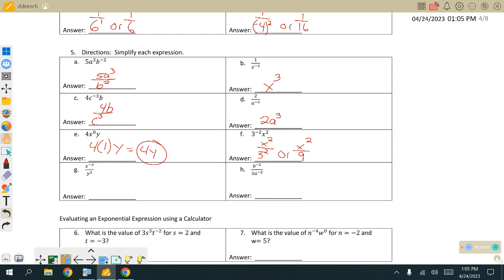So, going back to the last problem with the x to 0. If it was just any number to the 0, could you just get rid of that completely and take the other number by itself? I think so, as long as the base is a number.